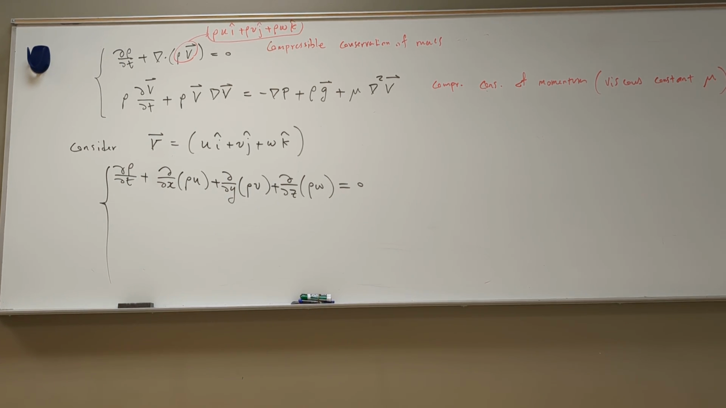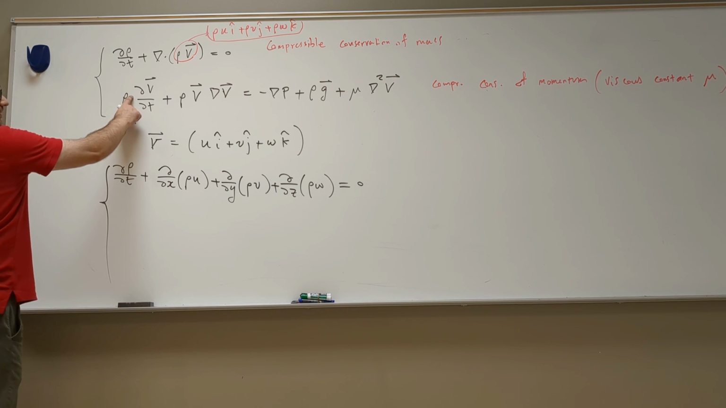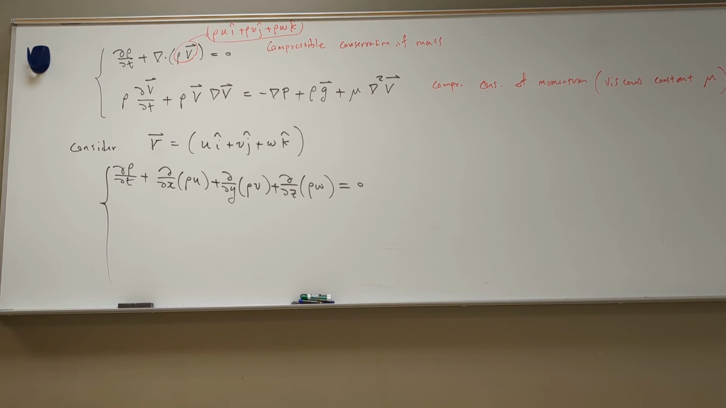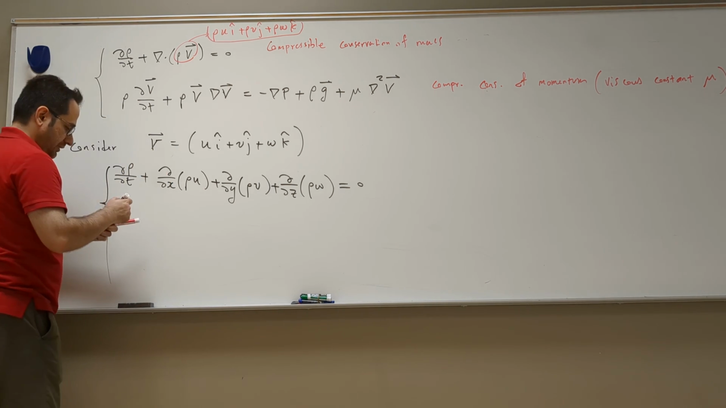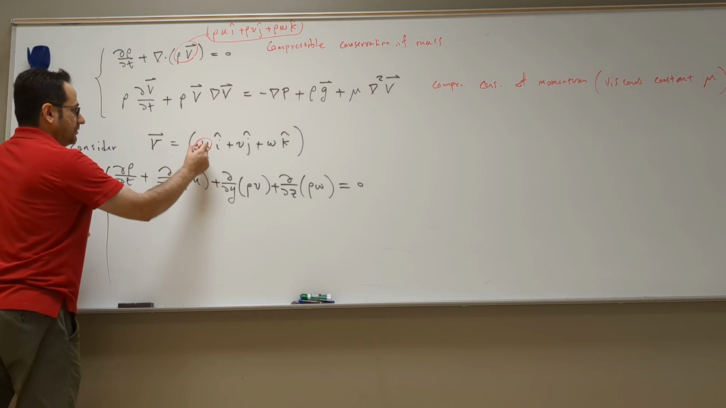Now you see that there is no gradient, no vector operator, it's just derivatives. That's the reason I call it differential form. In your book, it's called differential form. Now, let's go to this equation. Let's take the u component. If you substitute u here, what do you get?